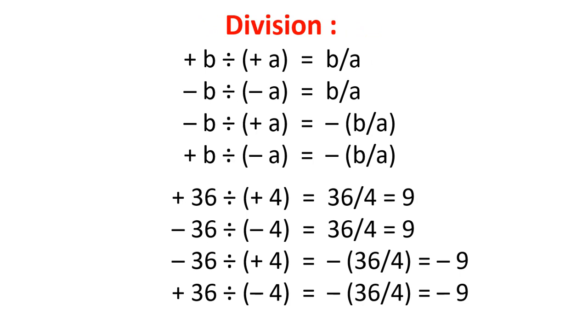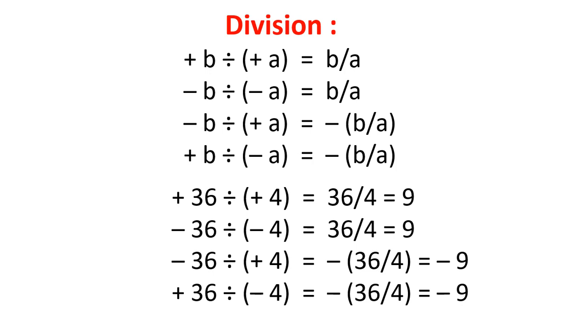Division. Plus B divided by plus A is equal to B by A. Minus B divided by minus A is equal to again B by A, because the denominator and numerator both are negative, they will cancel each other out. Minus b upon plus a is equal to minus b upon a. And if the denominator is negative, b upon minus a, again it is equal to minus b upon a.